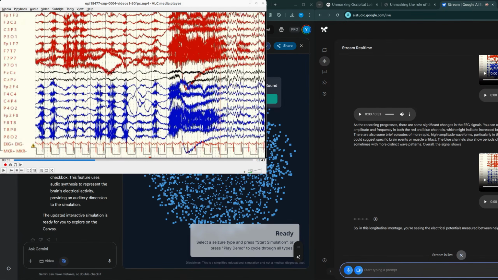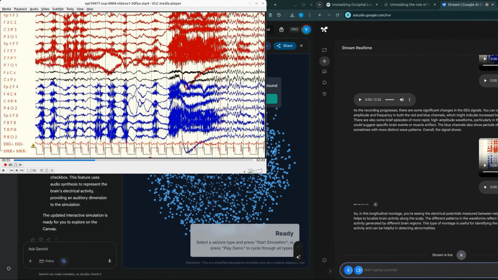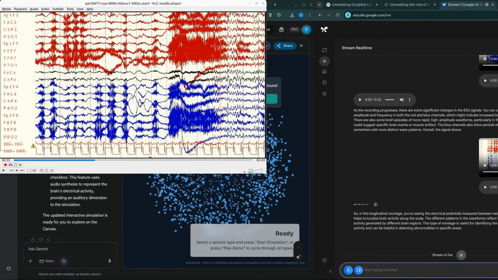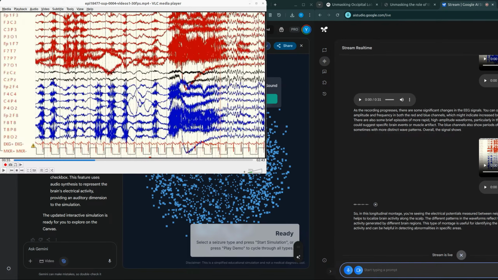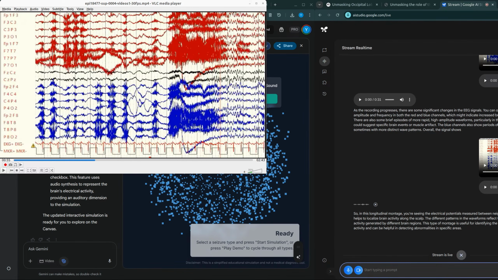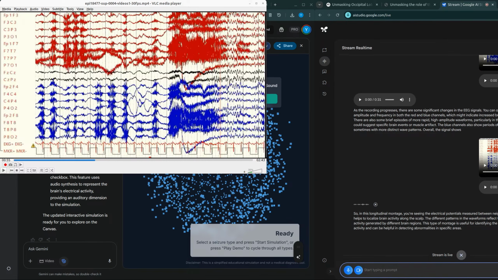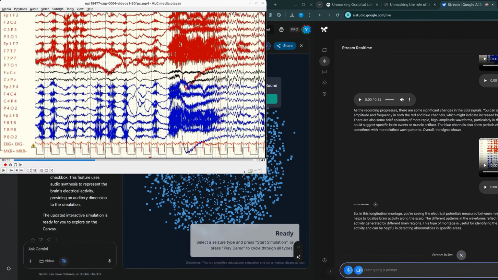So, in this longitudinal montage, you're seeing the electrical potentials measured between neighboring electrodes, which helps to localize brain activity along the scalp. The different patterns in the waveforms reflect the varying electrical activity generated by different brain regions. This type of montage is useful for identifying the spatial distribution of brain activity and can be helpful in detecting abnormalities in specific regions.